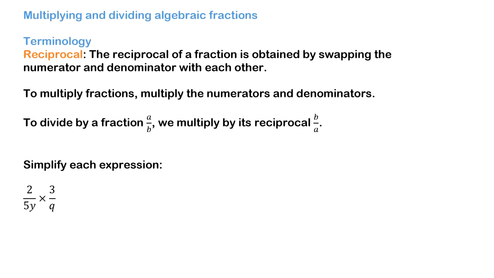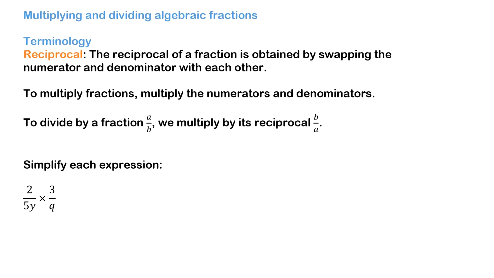In this video, we're going to cover multiplying and dividing algebraic fractions. So some terminology before we start is a reciprocal. The reciprocal of a fraction is obtained by swapping the numerator and denominator with each other. And we'll cover that a bit later when we go into dividing. So to multiply fractions, we multiply the numerators and denominators.